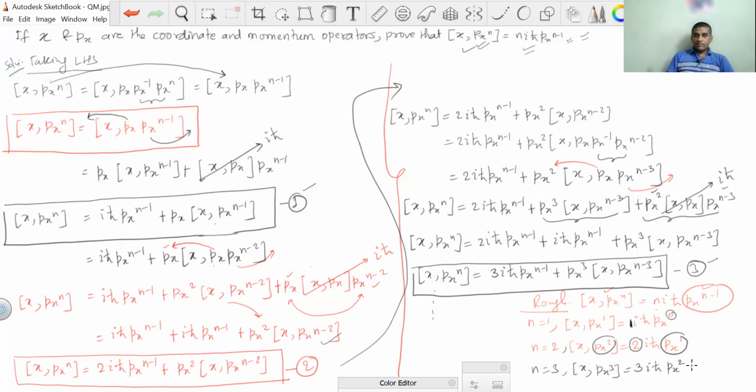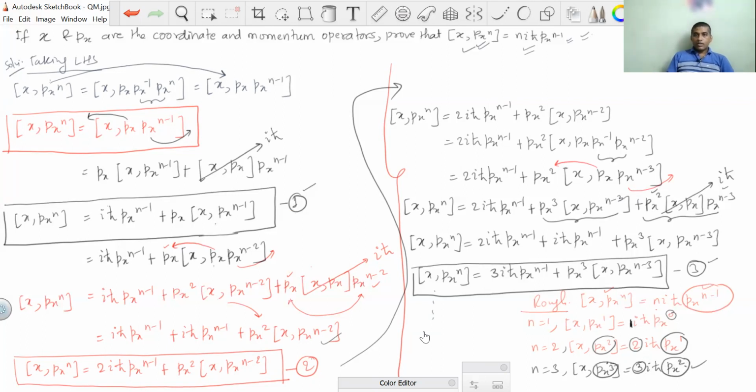Now in this relation, we have n equals 3 on right hand side, and the power of px on left hand side is 3, whereas the power of px on right hand side is 2. That is, the power of px is reduced by 1 because we have power 3 on left hand side for px, and the power of px on right hand side is reduced by 1. That is, we are getting 2.